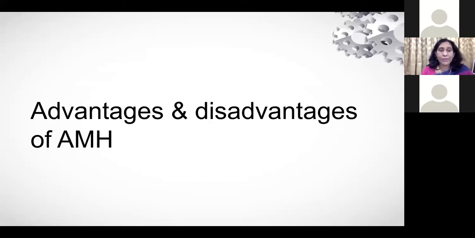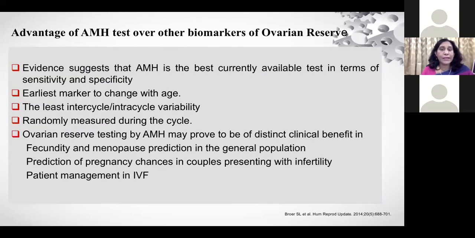But if we look into some of the advantages of AMH over other biomarkers of ovarian reserve, evidence so far suggests that AMH is the best currently available test in terms of sensitivity and specificity. It is the earliest marker to change with age, with least intracycle variability, randomly measured during the cycle. Ovarian reserve testing by AMH may prove to be of distinct clinical benefit in fecundity and menopause prediction in the general population, prediction of pregnancy chances in couples presenting with infertility, and patient management in IVF.